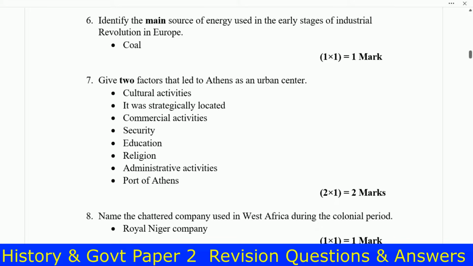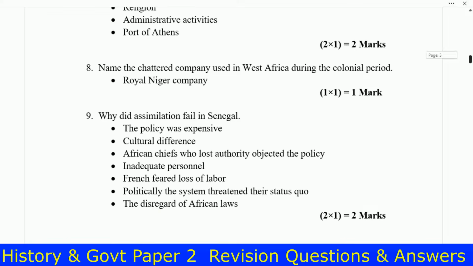Number 7, give 2 factors that led to Athens as an urban center. That one, cultural activities. Number 2, it was strategically located. Next, it was a commercial center. Next, it had security. Next, it was an educational center. Next, religious activities were taking place there. Next, it had some administrative activities. Next, it had the port of Athens. Go to question number 8.